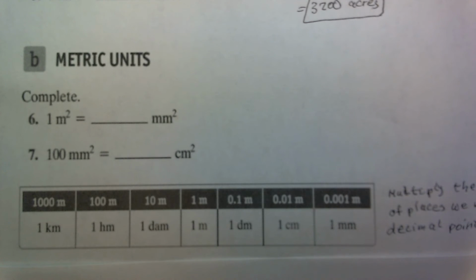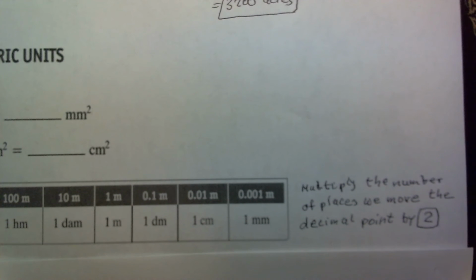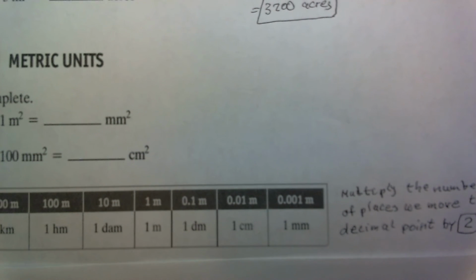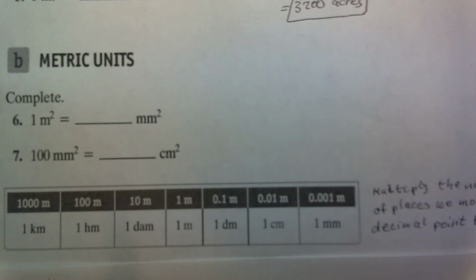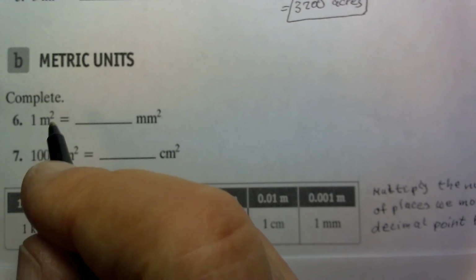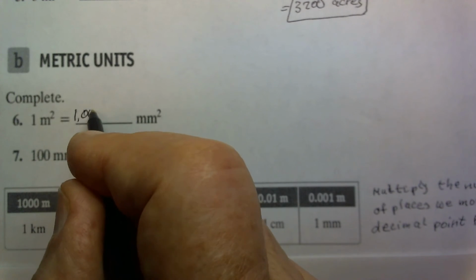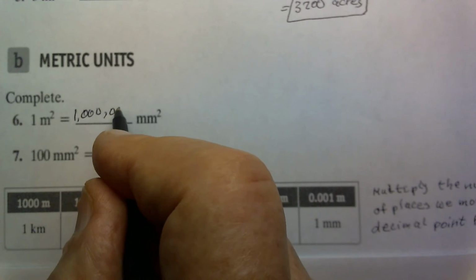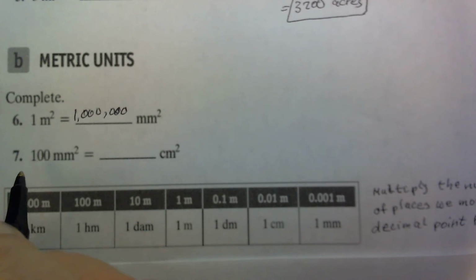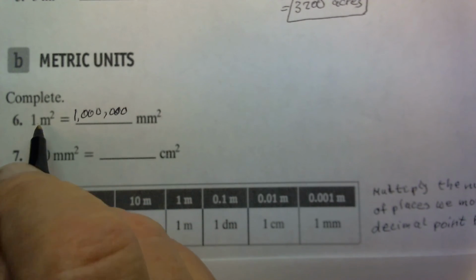To convert within metric units, we can use the same chart we used before. However, since we are squaring things, we now multiply the number of places we move the decimal point by 2. Therefore, in the first exercise, number 6, we are going from meter to millimeter. We move the decimal point 1, 2, 3 places. 2 times 3 is 6. So in other words, this will now be 1 million square millimeters, moving the decimal point, which is implied to be here, 6 places.